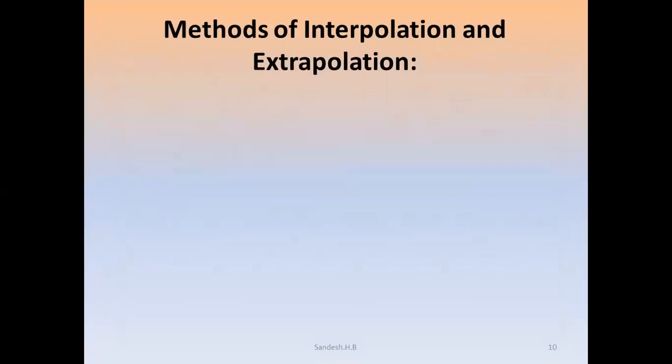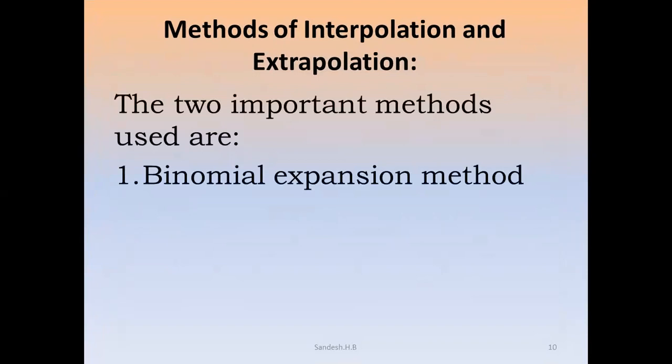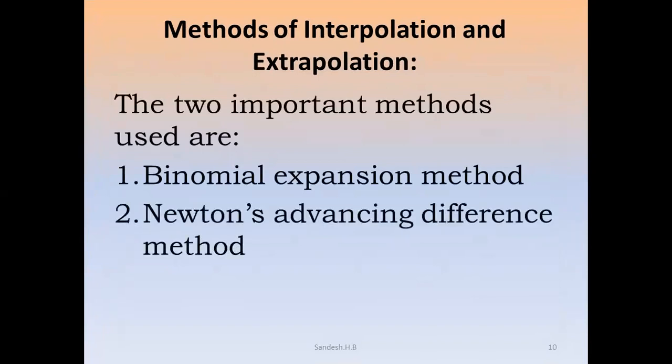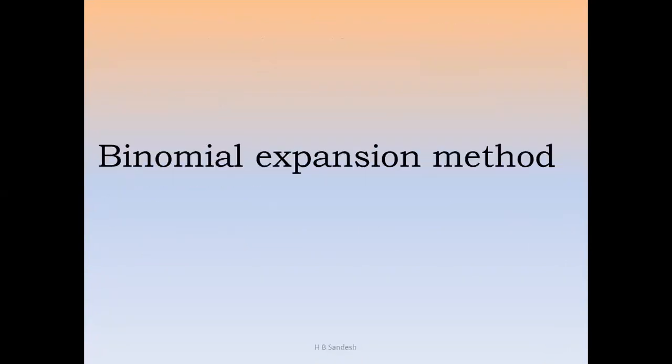Methods of interpolation and extrapolation. There are various methods to solve interpolation and extrapolation. The two important methods are: one is the binomial expansion method and the other is Newton's advancing difference method. In the second PUC and in the first PU statistics, we consider only these two methods. In the first PU statistics, we consider only the binomial expansion method. In the second PU statistics, we consider both the binomial expansion and Newton's advancing difference method. Here we consider the binomial expansion method.